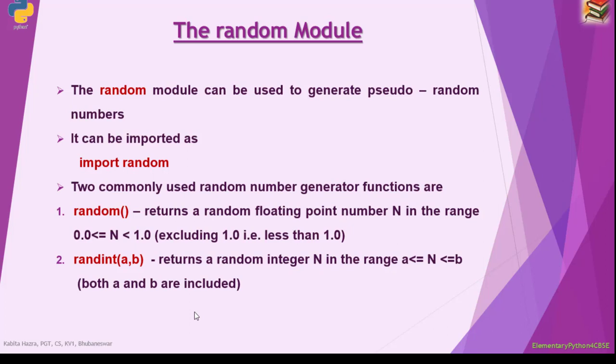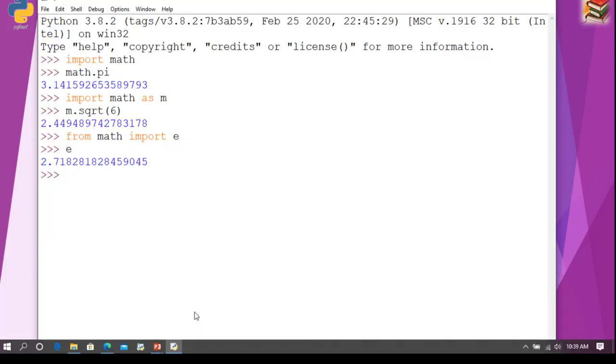Whereas random returns a floating point number in the range of 0 to 1 but excluding 1, randint returns a random integer value in the range of a to b including both a and b. So let us see some examples of the random module and go to the Python IDLE.